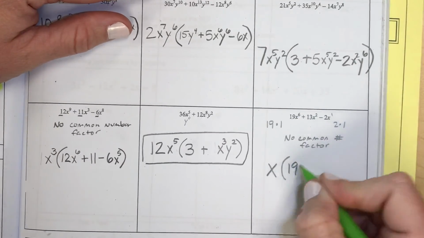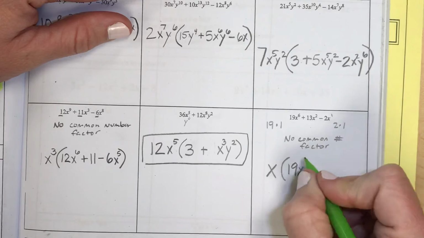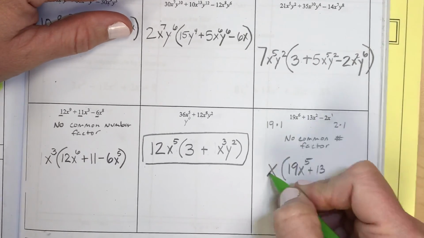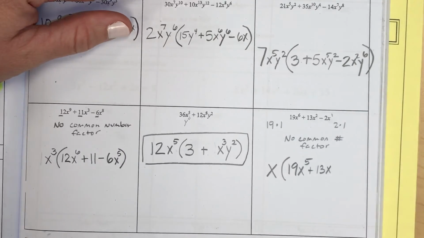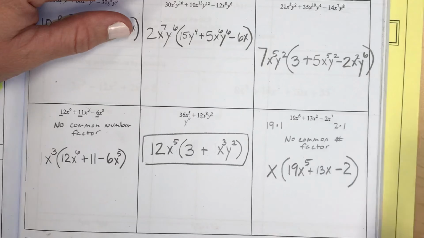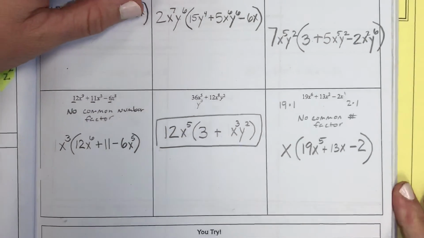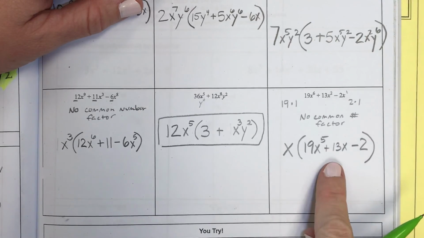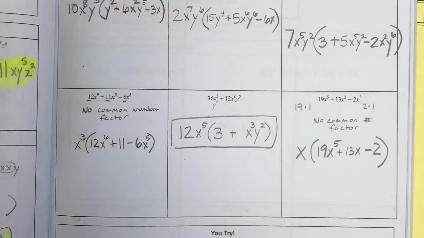So 19, if I had 6 x's and I take 1 out, I'm left with 5. And for my 13 term, I had 2 x's, I take 1 out, so there's 1 left over. And for my 2 term here, I took the x away, and so that would be factoring out my GCF. X times 19x to the 5th plus 13x minus 2. Awesome job.